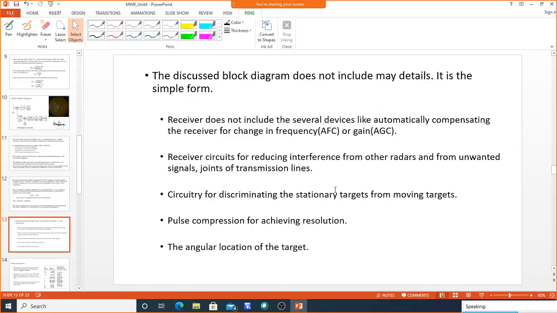so this is about the radar block diagram, a simple form of the radar block diagram. As we progress, we can see what the other types or other methods are to find the moving target or the stationary targets, and also other functionalities.